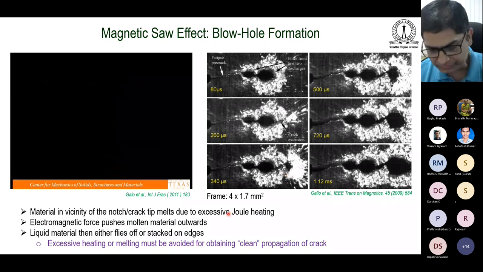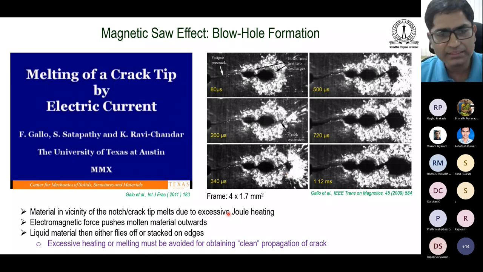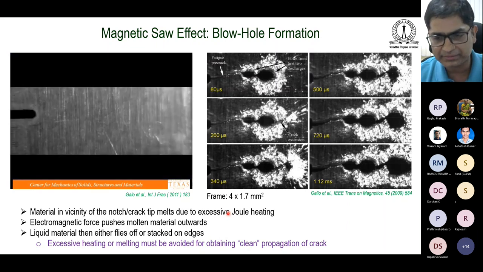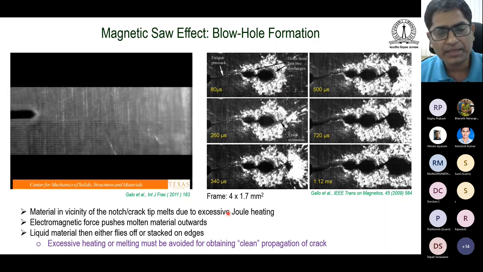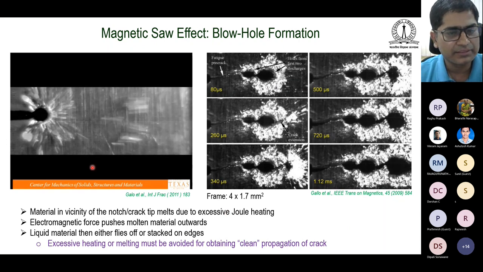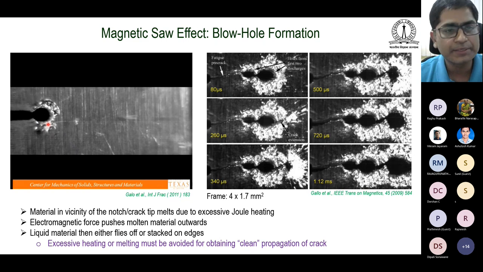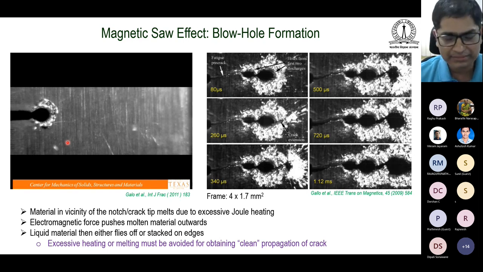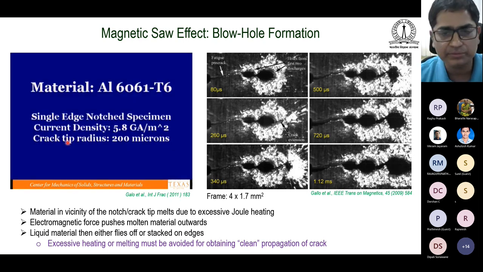So now if we are interested in looking at some sort of clean fracture or clean propagation of the crack at the crack tip by passes of the electric current, then we have to avoid this excessive heating and melting at the tip, right? And we wondered how is it possible and what can we do? That was one of the problems that Deepak was interested in, and we were working on that.